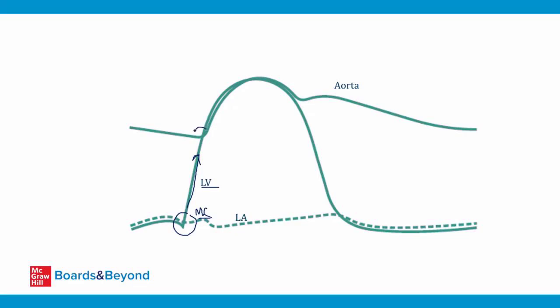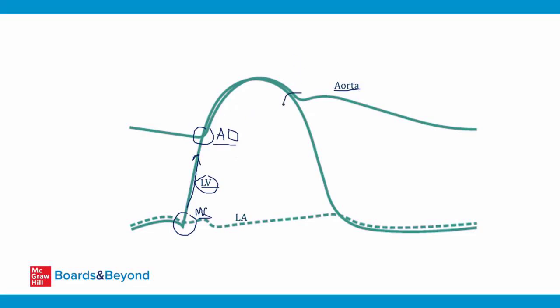Now eventually we get to this point right here where left ventricular pressure becomes slightly higher than aortic pressure. At that point in time, the aortic valve opens, and now we see that blood starts to move out into the aorta, raising the pressure in the aorta along with the pressure in the left ventricle. Basically, the two pressures are going up together because the aortic valve is open.